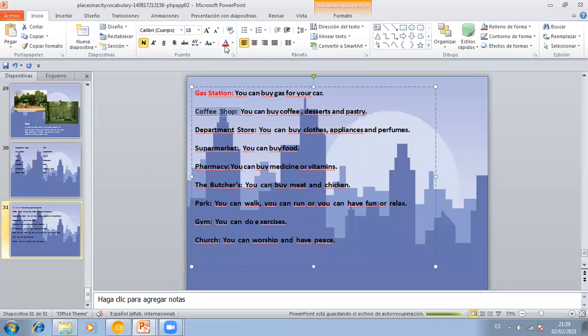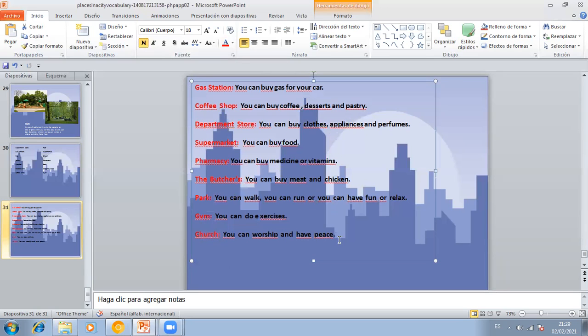Okay, the coffee shop, the department store, the supermarket, in the pharmacy, in the butchers. Remember butchers, carnicería. Then we have the park, the gym, and the church. These are the activities we can do in these places. Okay, we have two more, everybody. In a restaurant, what can you do in a restaurant?